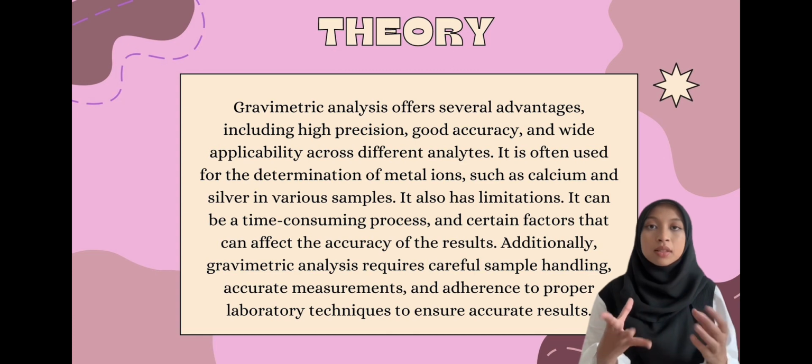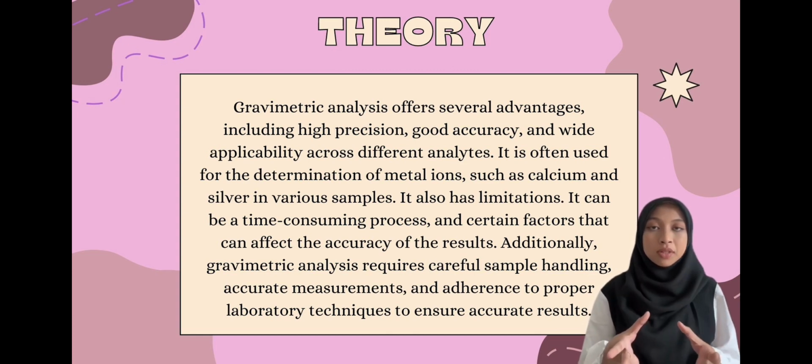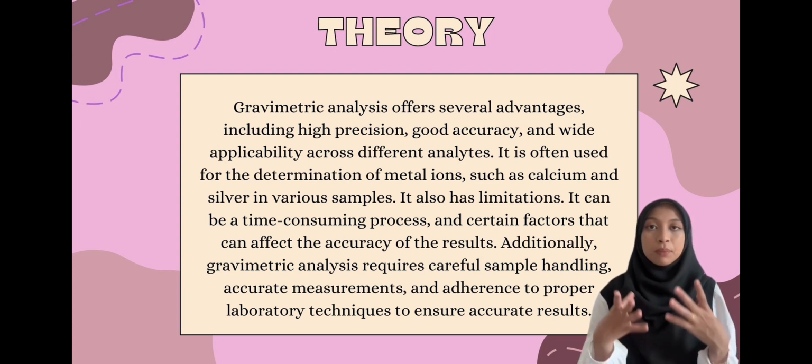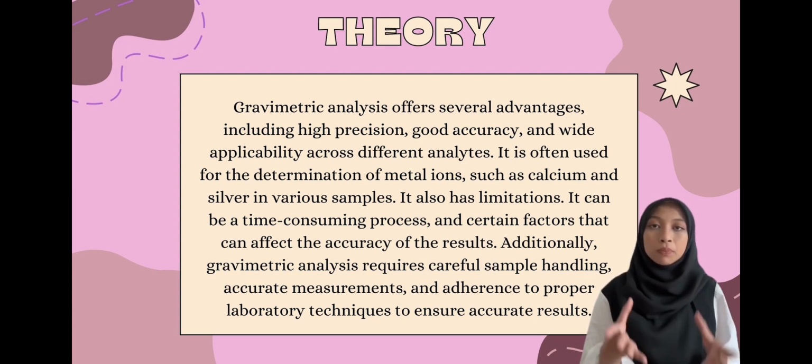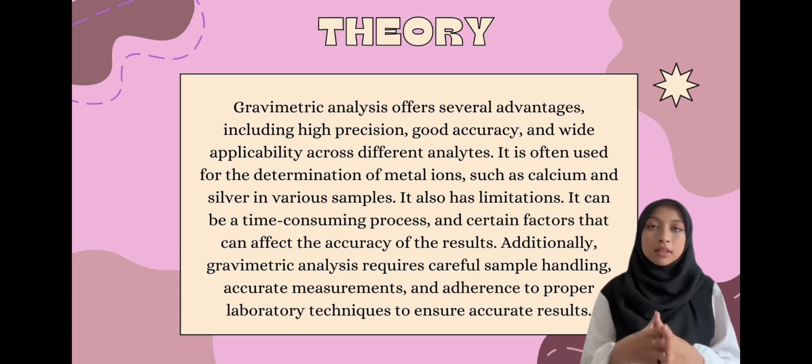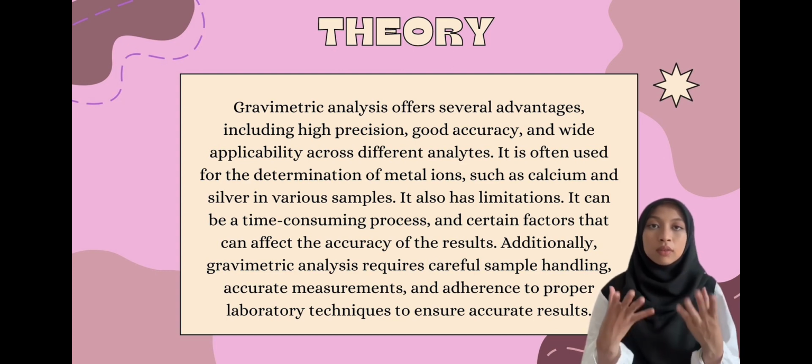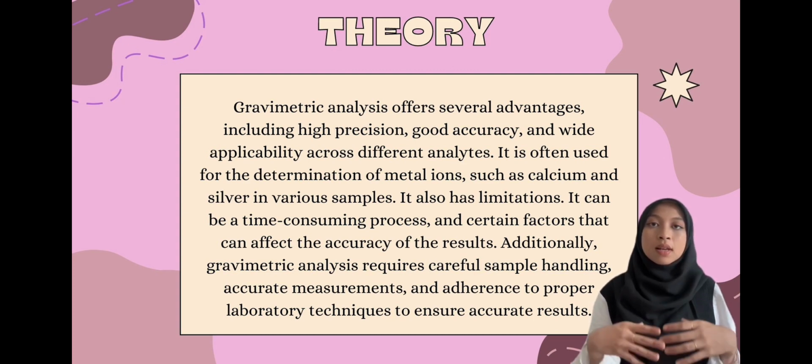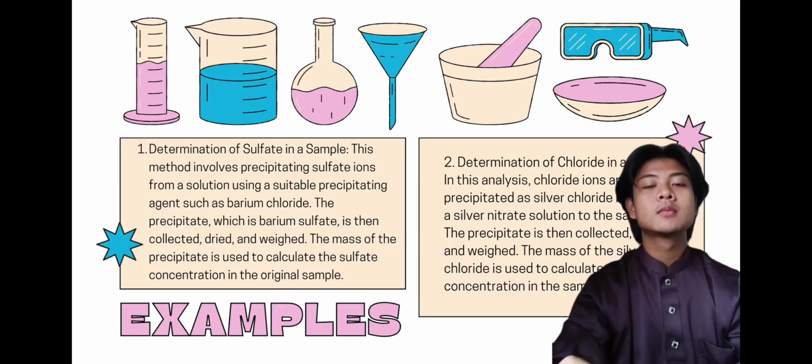However, gravimetric analysis also has limitations. It can be a time-consuming process, and certain factors such as the presence of impurities or incomplete precipitation can affect the accuracy of the results. Additionally, gravimetric analysis requires careful sample handling, accurate measurements, and adherence to proper laboratory techniques to ensure accurate results.